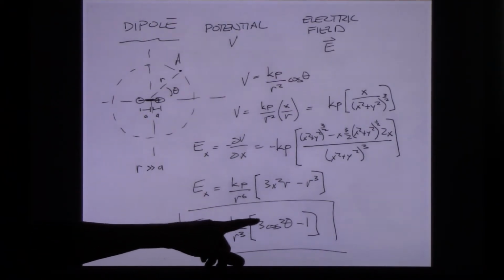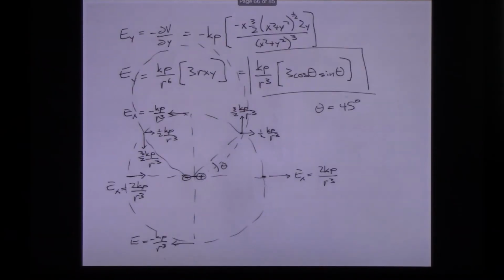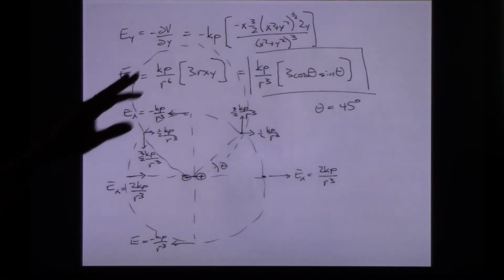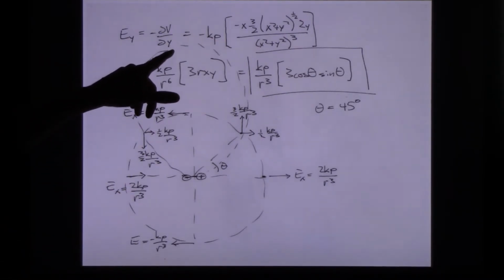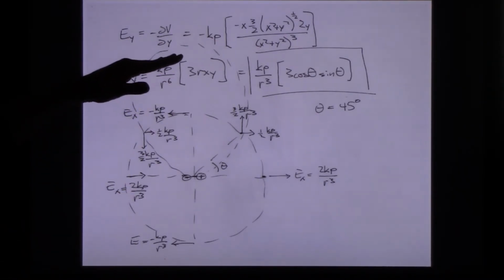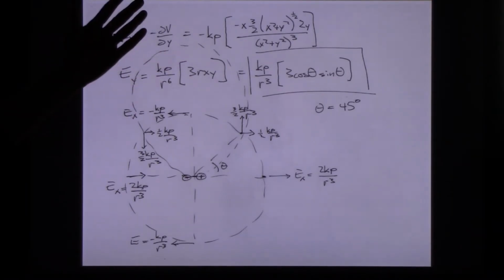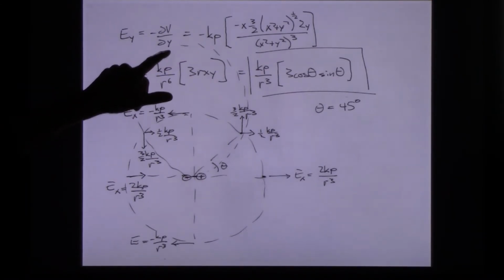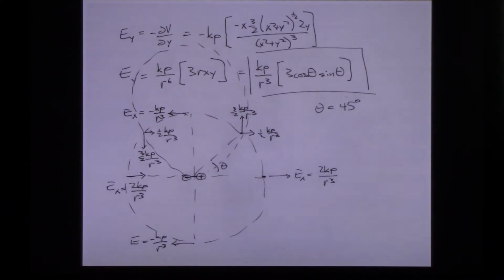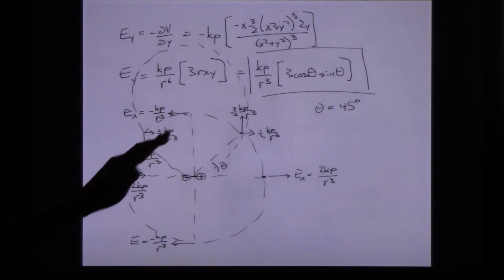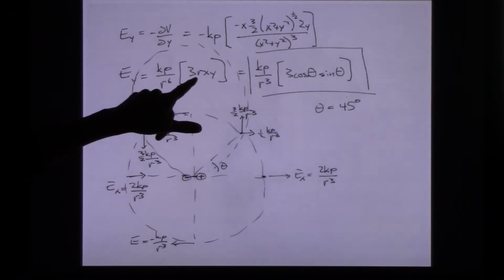We can think about what that looks like, but let's get the y component first. So the y component calculation is completely analogous to the x component calculation. I'm going to take the potential and take a partial derivative with respect to y. I get to use the quotient rule again. Yes, I really like the quotient rule. And this time when I did the quotient rule, I just ended up with one factor.